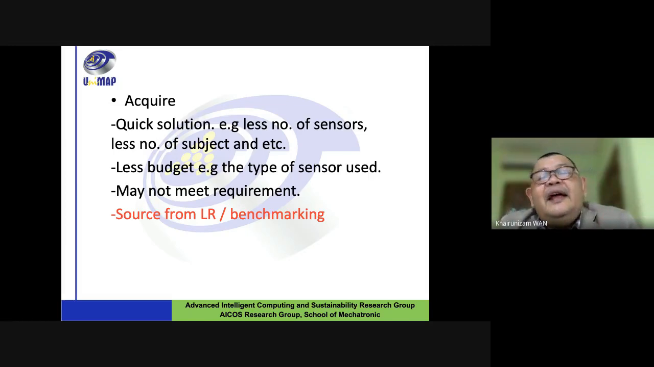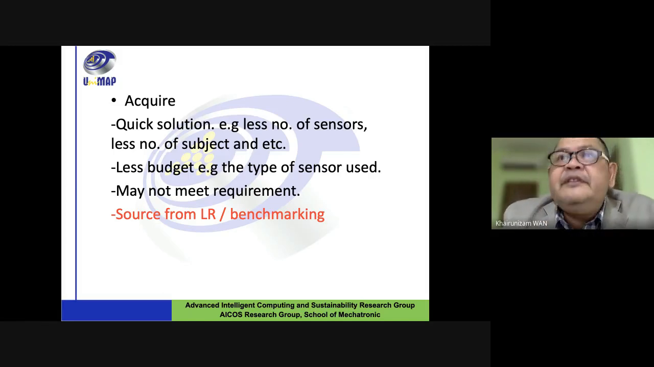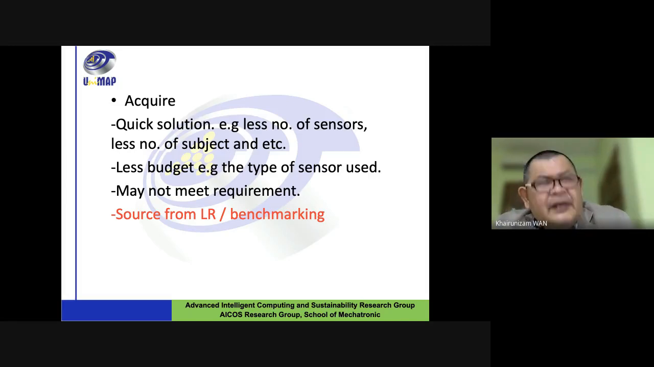Okay, by looking at the situation here, you can know the maximum number of sensors that was used by the previous researcher, probably 100. And the least number of sensors used by the previous researcher from the literature review, probably 10. So it has a range. A researcher that has funding, probably they have 100 sensors, and a researcher that has no research grant probably uses only 10 sensors. So quick solution means using less number of sensors, less budget type of sensor.